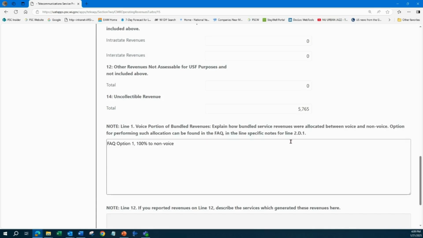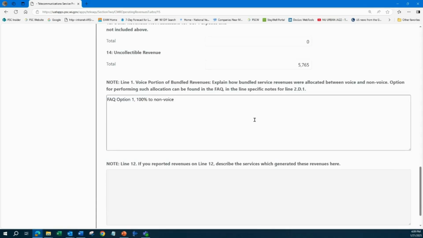Then there are a couple of questions. The first one is line 1. You have to explain how you are going to split your bundled revenues. In this case, we use the frequently asked questions / instruction manual option 1, which is if it's more than 80%, allocate 100% to whichever, in this case, 100% to non-voice. It doesn't have to be a long explanation. It just has to be clear what you did and why.